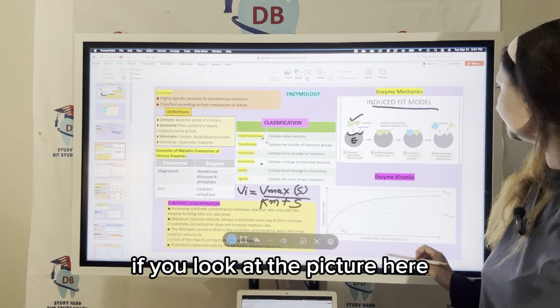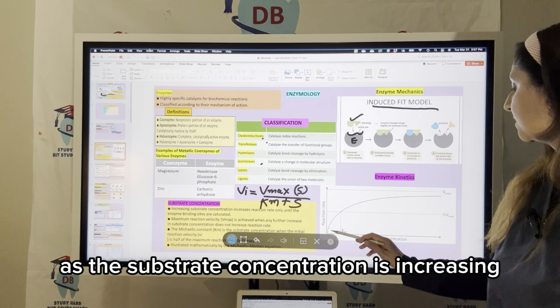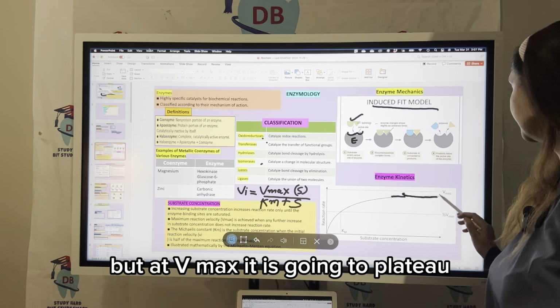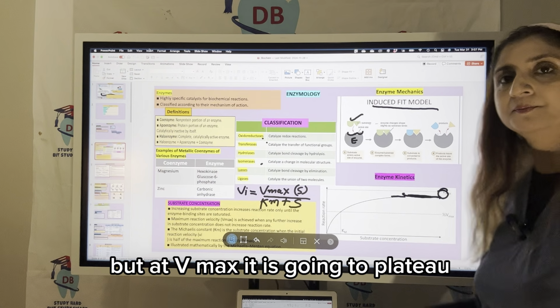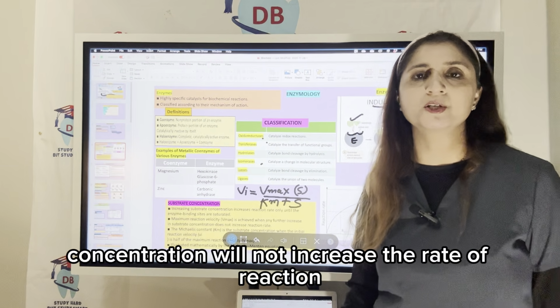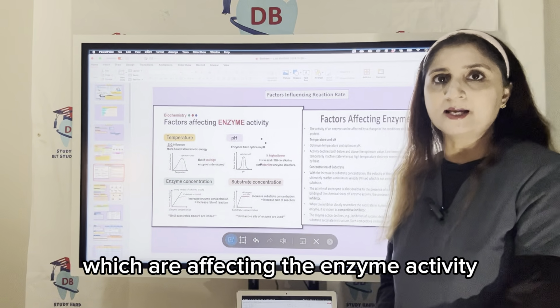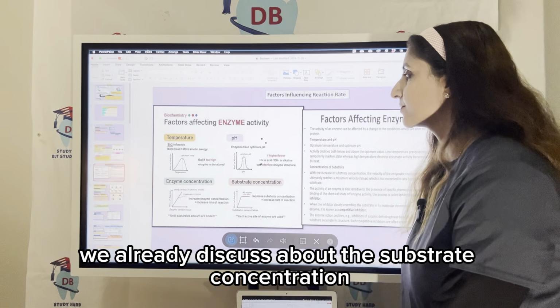If you look at the picture here, you can see as the substrate concentration is increasing, rate of reaction is also increasing. But at Vmax, it is going to plateau. That means increasing the substrate concentration will not increase the rate of reaction anymore. The other factors which are affecting the enzyme activity, we already discussed about the substrate concentration.